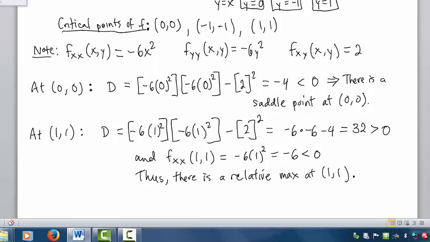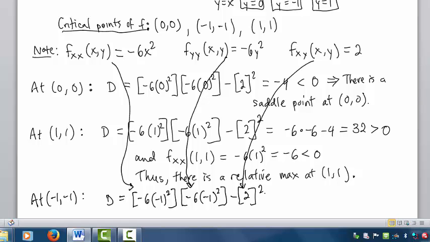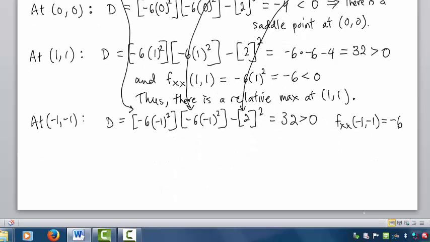Very similarly, at -1, -1. We get positive 32. The second partial of f with respect to x at -1, -1 is also easily seen to be -6. So there is a relative maximum at -1, -1.